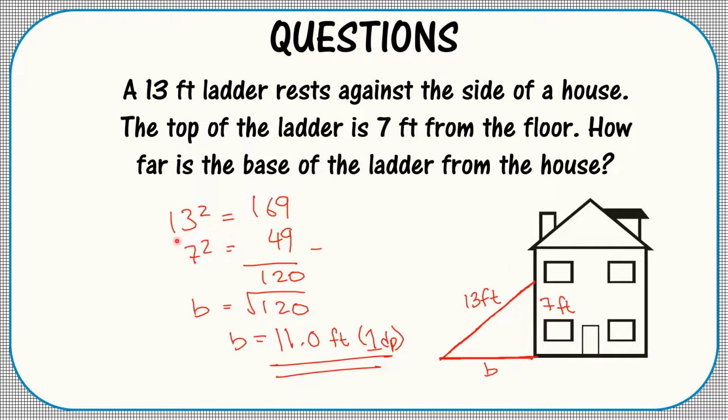So let's do this. We'll do 13 squared, which equals 169. 7 squared is equal to 49. You'll subtract these two numbers, so 169 minus 49 is equal to 120. To work out the value of b, b is equal to the square root of 120. b is equal to 11.0 foot to one decimal place.